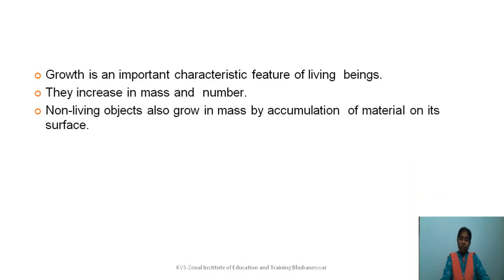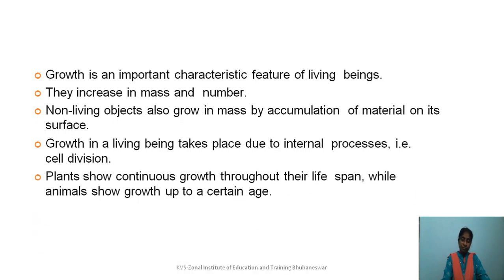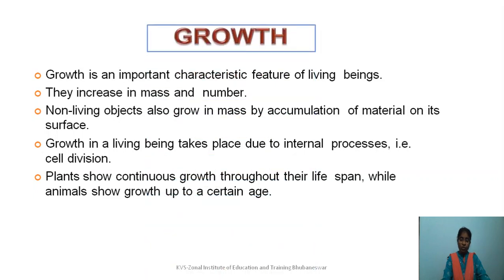Non-living objects grow in mass by accumulation of material on their surface. But growth in living beings takes place due to internal processes, that is, cell division in the protoplasm. So plants show continuous growth throughout their lifespan, while animals show growth up to a certain age. So these are the characteristic features of growth.